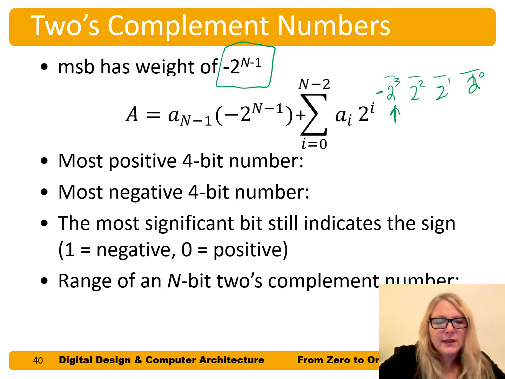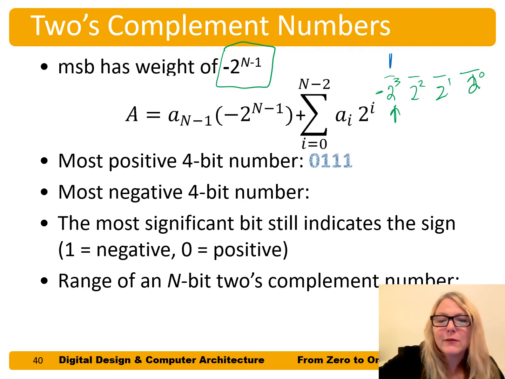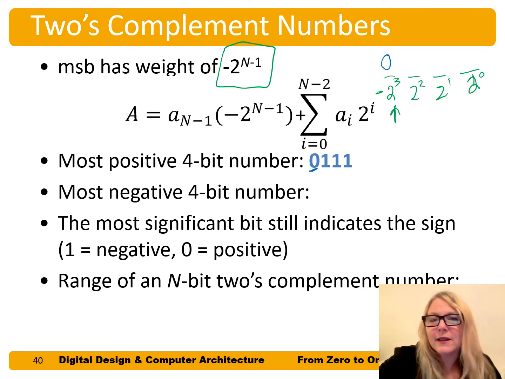And so if we wanted to see what the most positive 4-bit number is, well, we wouldn't want to put a 1 in that place, because that would make it negative. So the most positive 4-bit number is 0, 1, 1, 1. So we'd put a 0 in that negative weighted place, and then we want to fill up all the positive weights with 1s. And so the most positive number is 7, or 1 plus 2 plus 4.